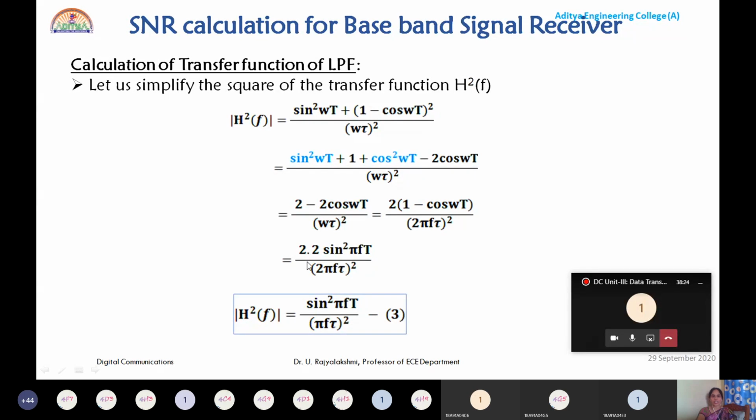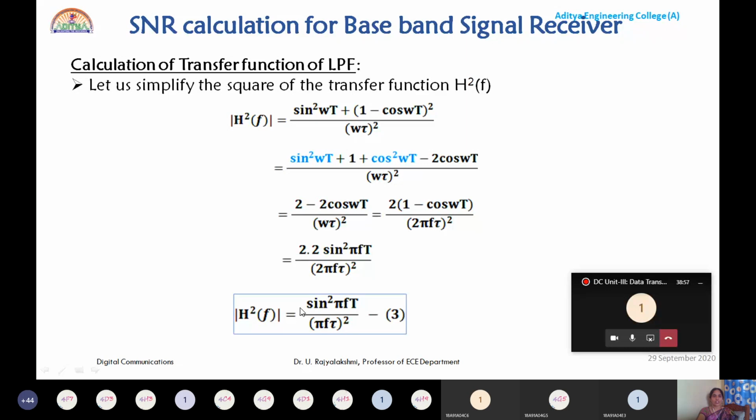So 4 gets cancelled. Finally you got H square of f, the square of the transfer function of the low pass filter, as sin square pi f T divided by pi f tau, where tau is equal to the time constant RC, and T is the total time interval of the corresponding bit at the transmitter section.